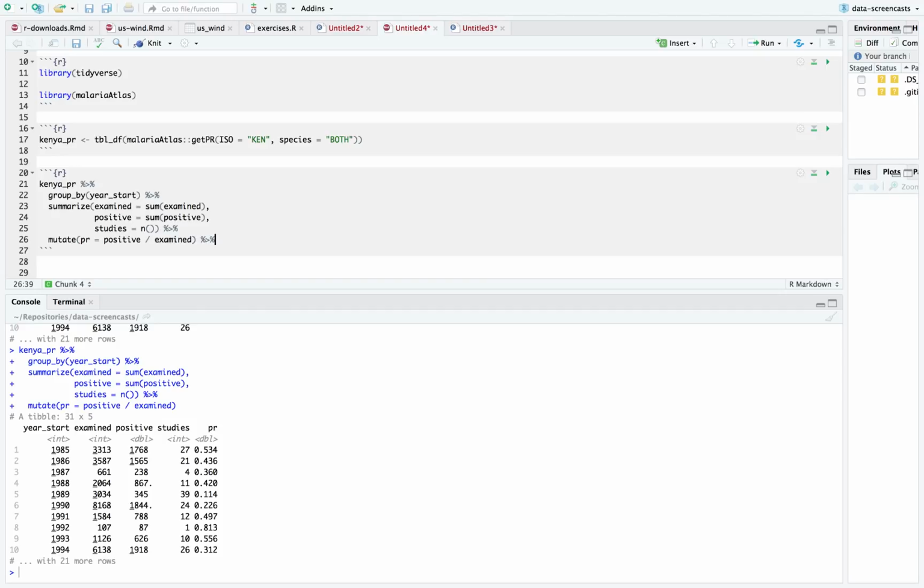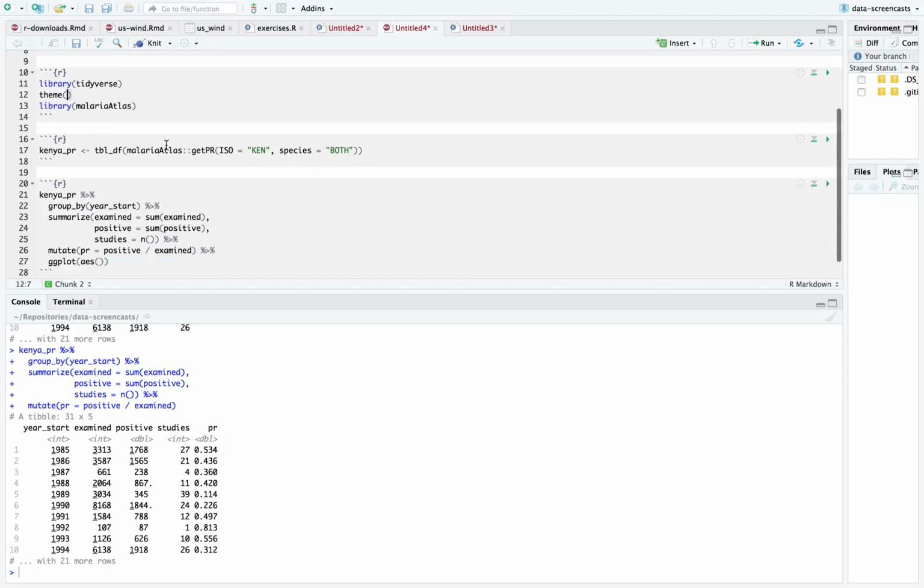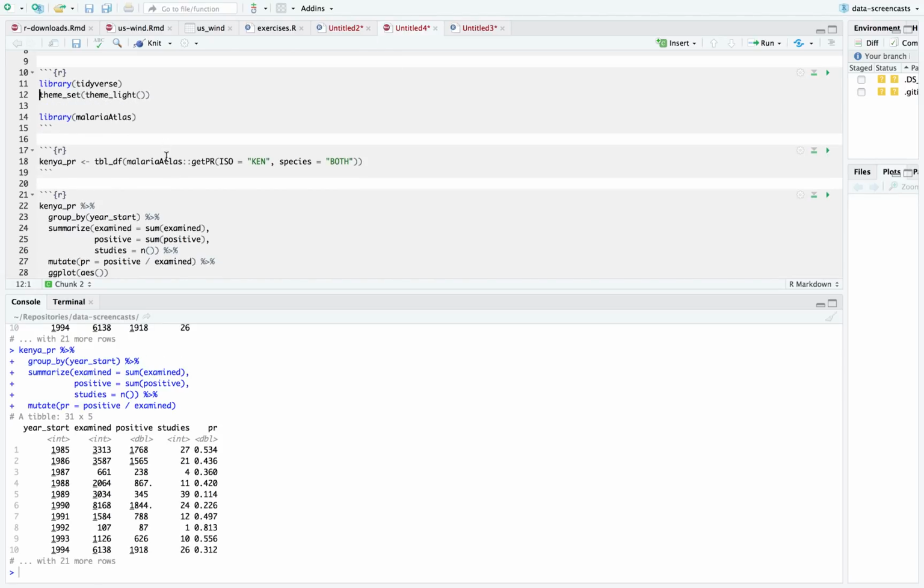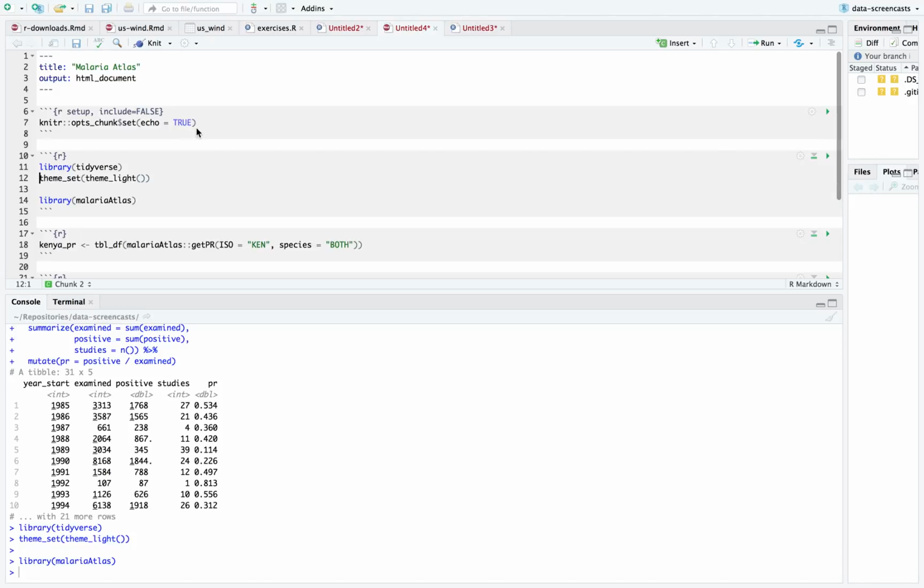And now I could graph this over time. So I could say ggplot, I'm going to set my theme. Theme set, theme light. Okay. And I'm going to save this as malaria.